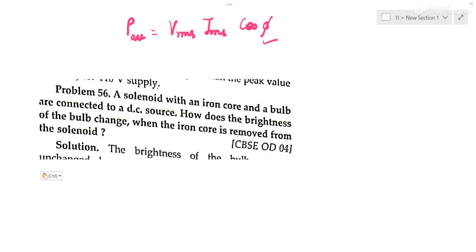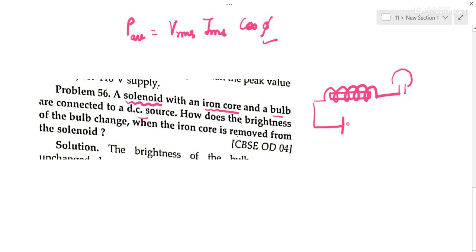So let us see this question. A solenoid with an iron core. So we can make a solenoid, and there is an iron core in this, and a bulb are connected to a DC source, so it's DC. How does the brightness of the bulb change when the iron core is removed? So when the iron core is removed, what should happen to the brightness of the bulb?